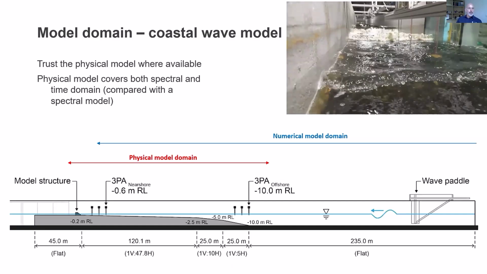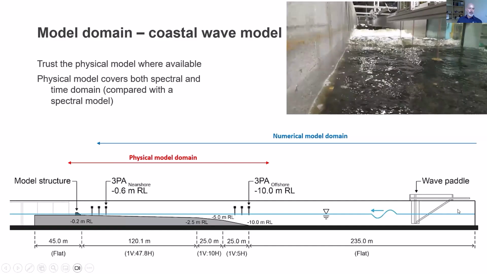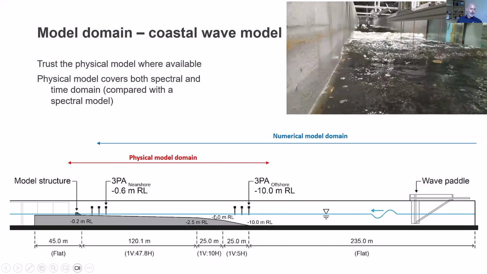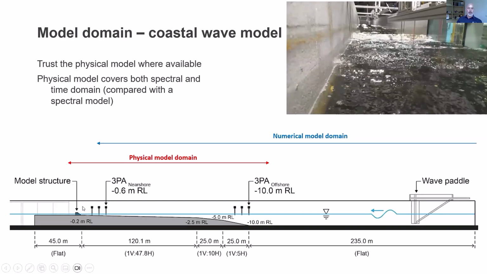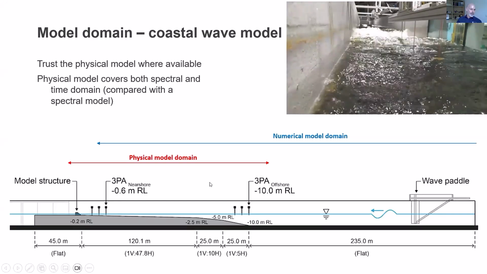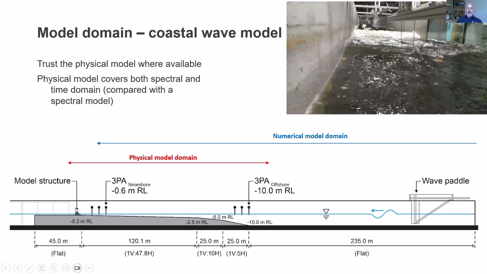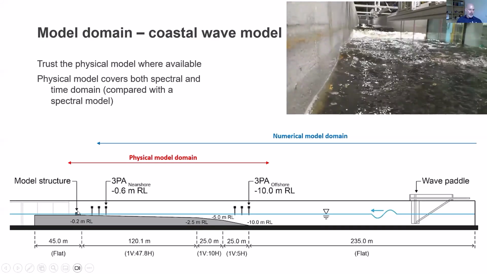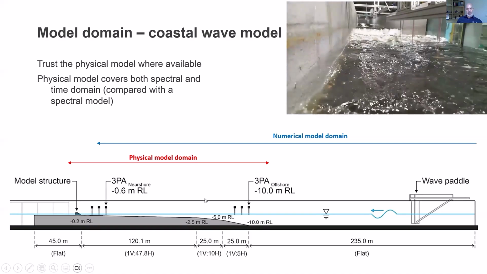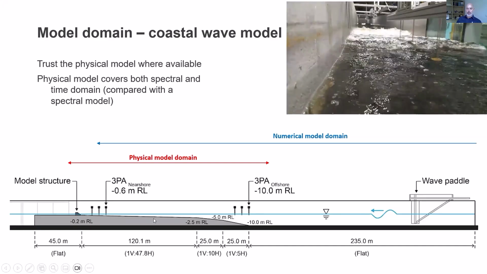So here's an example of a coastal model. We've got our wave paddle offshore generating a wave climate into a shallow water region and into our model structure. Numerical modeling is typically done early on and gives us some early design information about our structure, and then we get commissioned to build physical models to give more confidence in those results that they're getting on their structure.